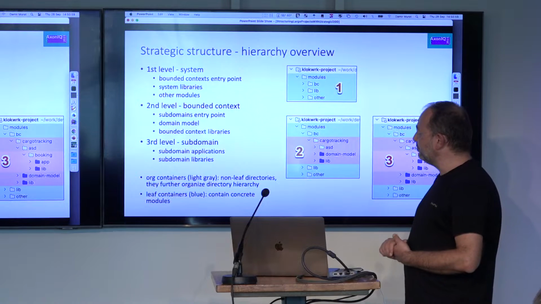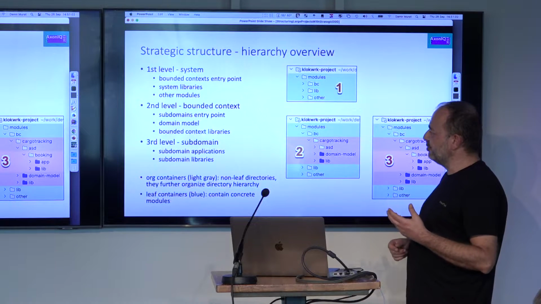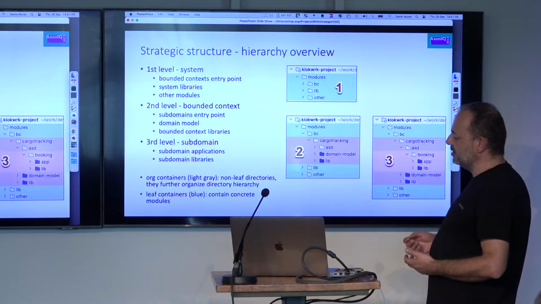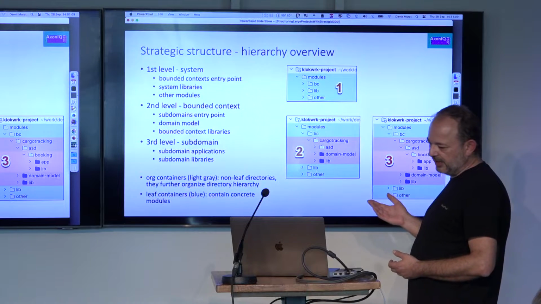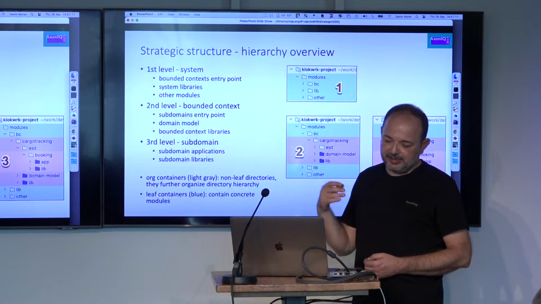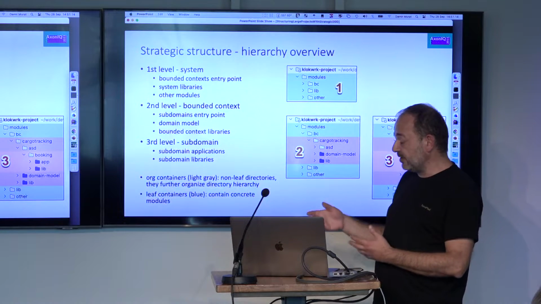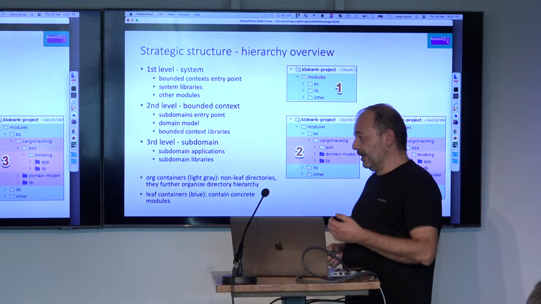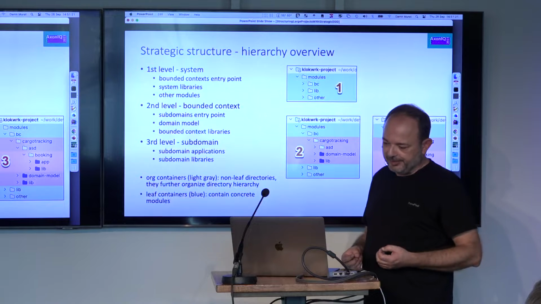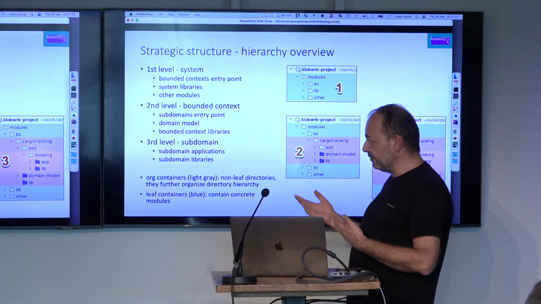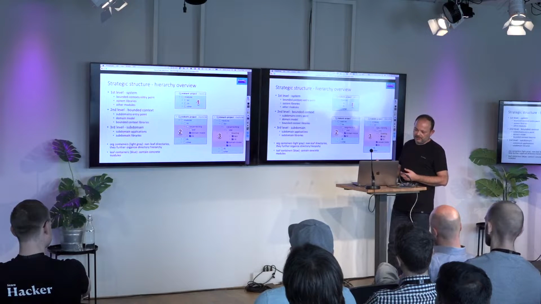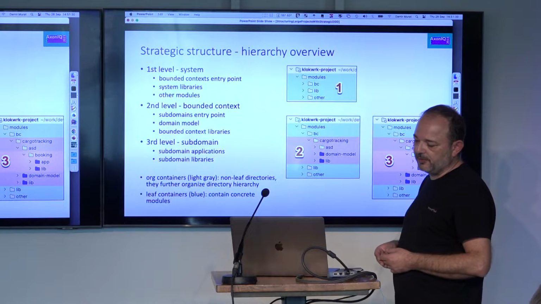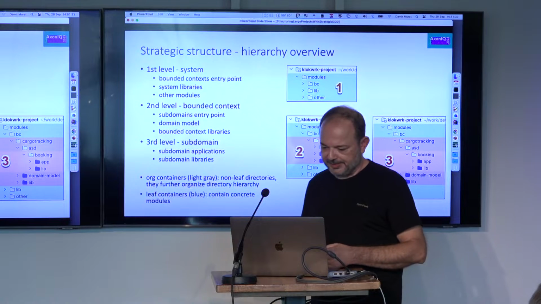On the second level, for each bounded context that you have in your system, we have a separate directory. So in the example, you may see cargo tracking bounded context. And then each of those directories is further divided into three: ASD, domain model, and lib. ASD stands for a subdomain. Domain model will obviously contain the majority of your business logic. And the lib directory is for bounded context level libraries.